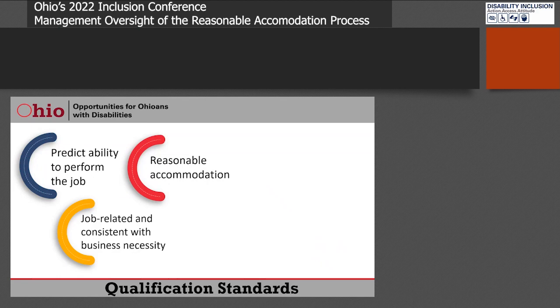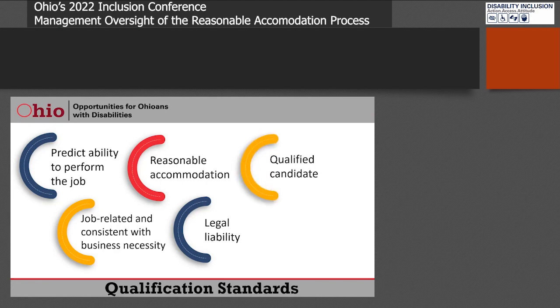Certainly, making the wrong decision here could result in a legal liability, and while that's important, I also want to note that this decision could result in overlooking hiring a qualified candidate for the job. I have an example to help illustrate this. A supervisor is interviewing a candidate for a job with a qualification standard that requires the ability to lift 50 pounds. During the interview, the candidate discloses a physical disability that prevents him from lifting more than 25 pounds. So the supervisor decides the candidate is not qualified.